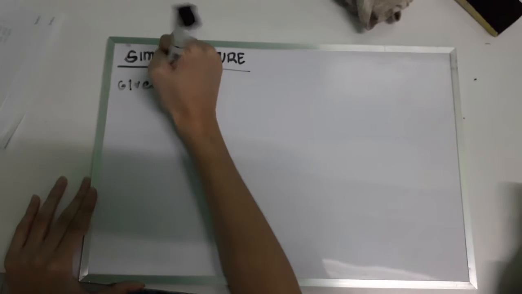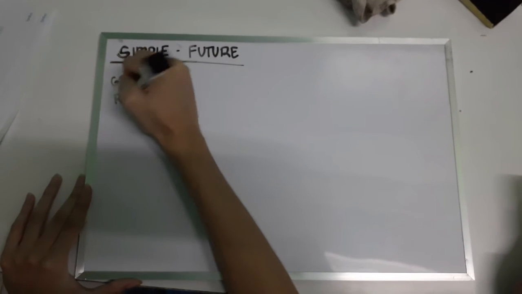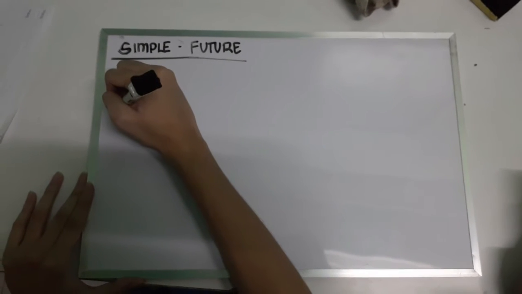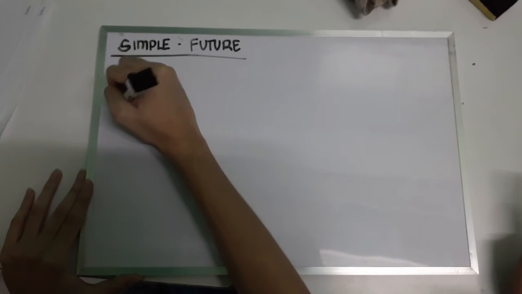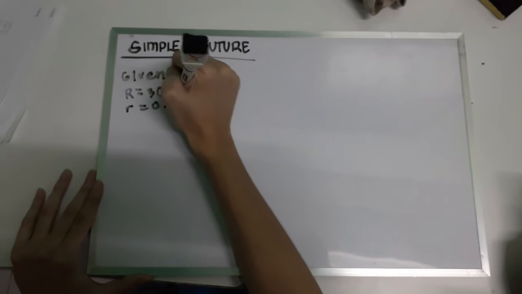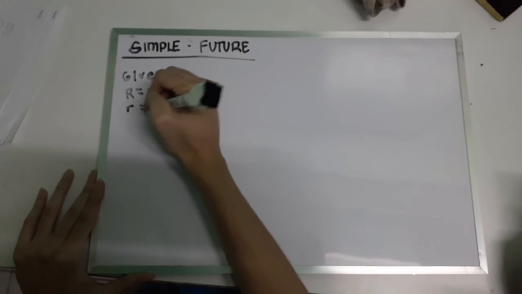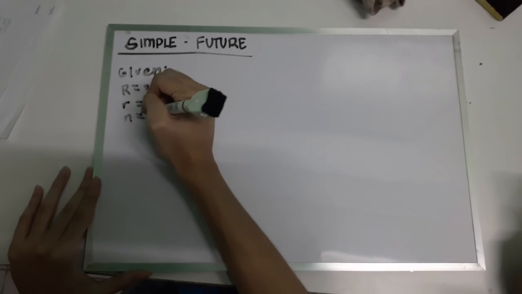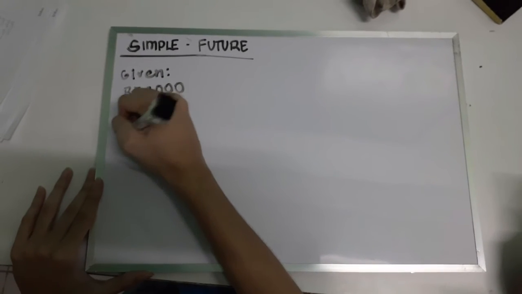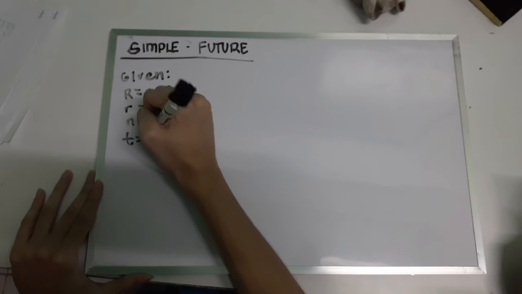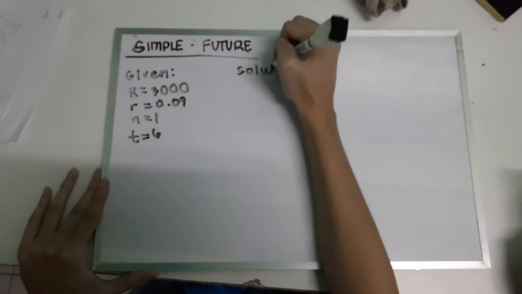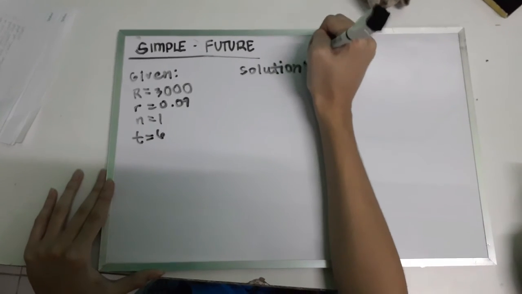As always, the first thing to do is read the problem and find the given. So, we have R is equal to 3,000. Our rate is 0.09 because we moved the decimal place twice to the left. N is 1 because it is paid and compounded yearly or once a year. Lastly, T is 6. After finding the given, we can now go to solving.